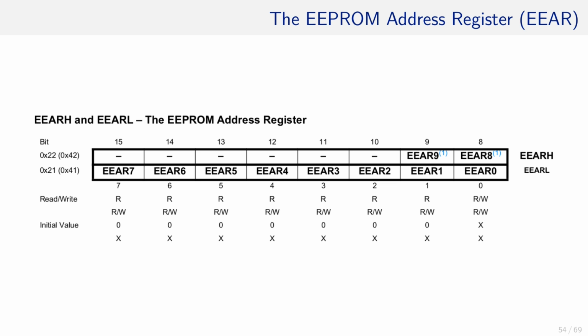There are a few registers which access the EEPROM. First, we have the address register, which contains the address that the software developer wants to read from or write to. Since the EEPROM has 1024 bytes, we need 10 bits to address all bytes. Please note that there is a small mistake here in the datasheet. The EEAR9 can be read as well as written to, so this should be R and W, and the initial value is unknown.